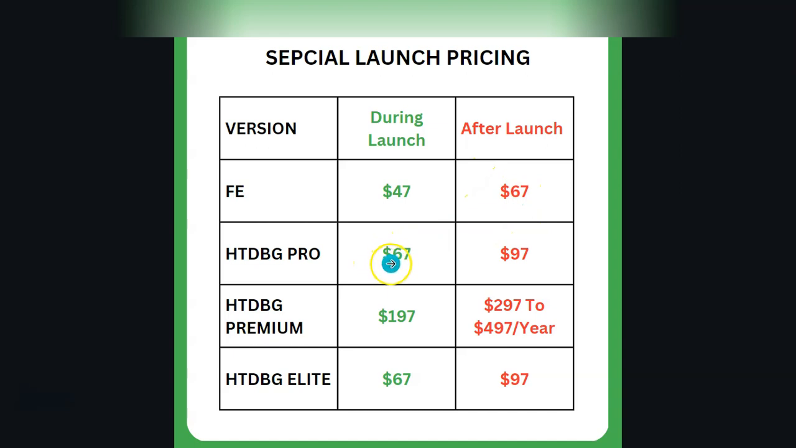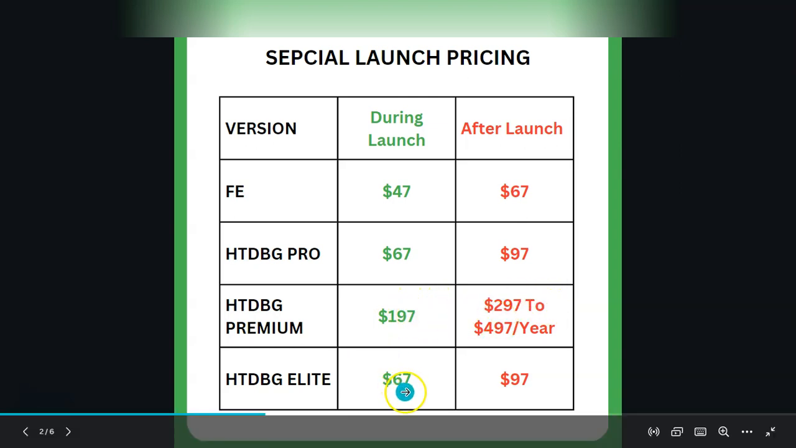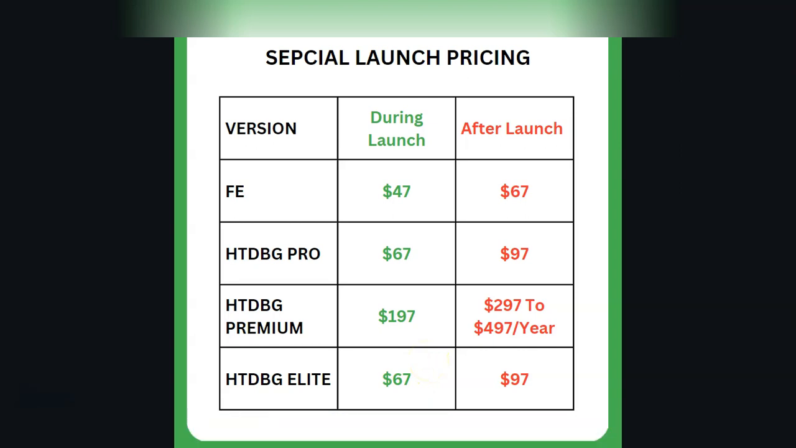If you want to upgrade to Pro version, you will need to purchase for $67. After launch, it would be $97. How to draw premium would be $197, and after launch it would be $297. How to draw elite would be $67, and after launch it would be $97. You can take the screenshot here.